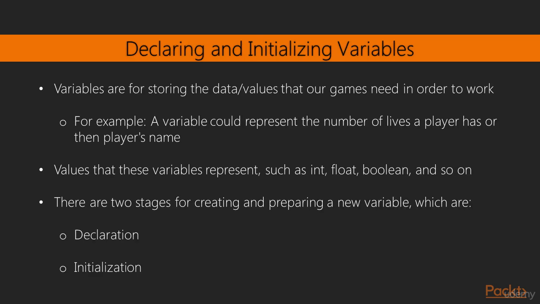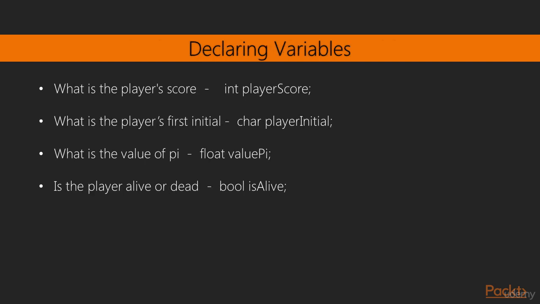Declaring and initializing variables. So far we know that variables are for storing the data values that our games need in order to work. For example, a variable could represent the number of lives a player has or the player's name. We also know that there is a wide selection of different types of values that these variables can represent, such as int, float, boolean, and so on. Of course, what we haven't seen yet is how we would actually go about using a variable. There are 2 stages for creating and preparing a new variable. The stages are called declaration and initialization.